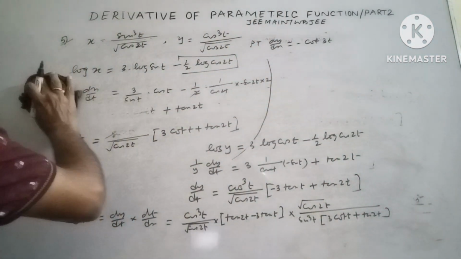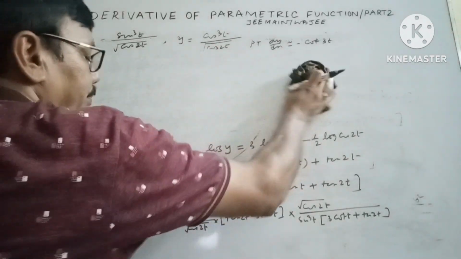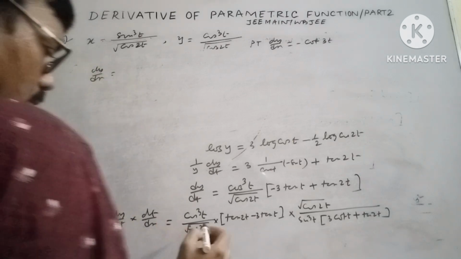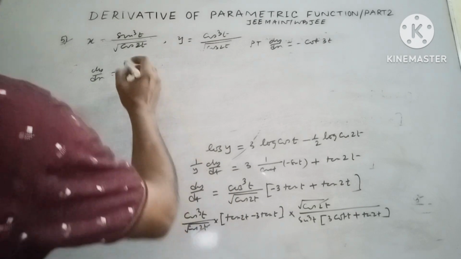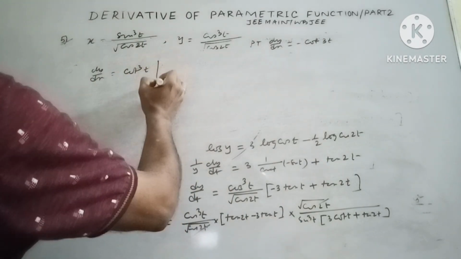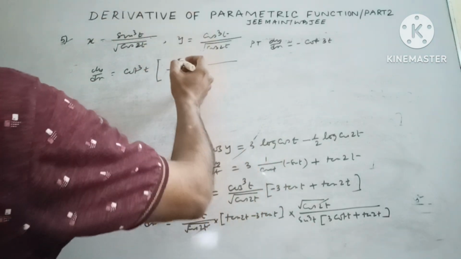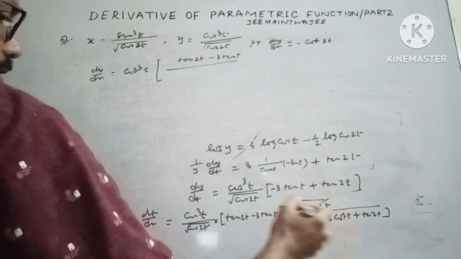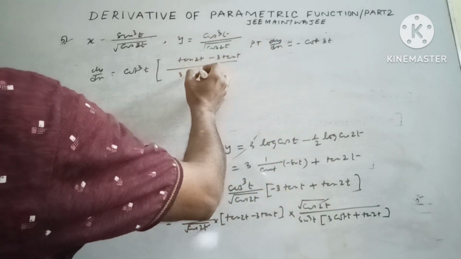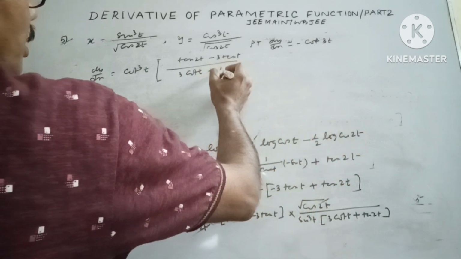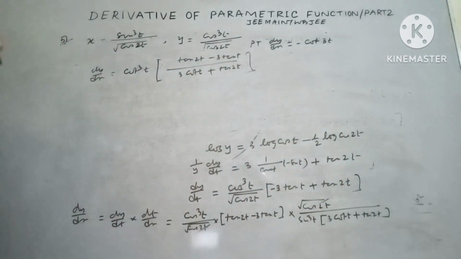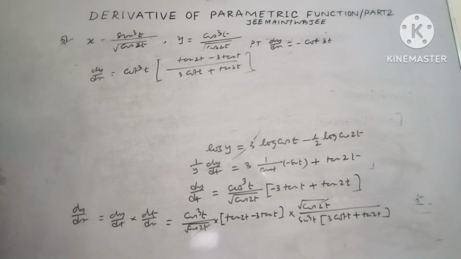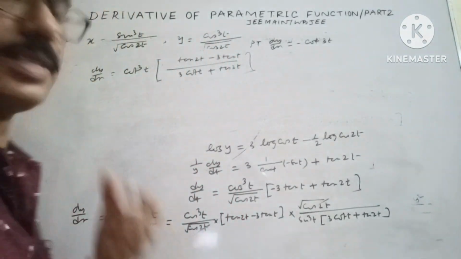So finally what are we getting? Look, the final result is dy by dx. So this one cancels, cot cube t, and this one is tan 2t minus 3 tan t, and this is 3 cot t plus tan 2t. So this is the final answer. Now you can simplify it.